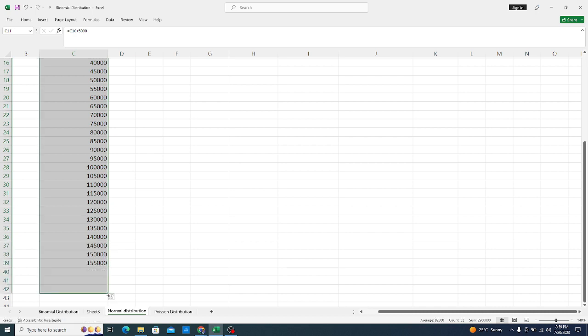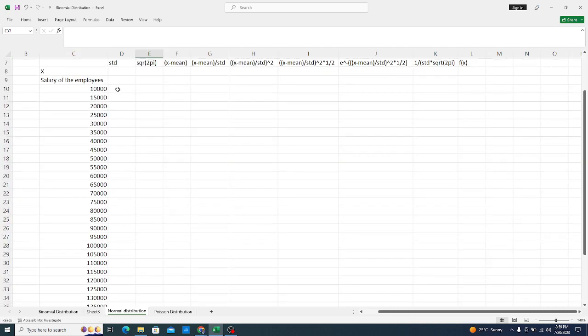Let me increase this up to maybe 30. Yes, let me increase this up to 30. So that will be here. Okay, good. Now we need the normal probability. Assuming we need the probability that an employee will be paid 80,000, 40,000, or 10,000, using normal distribution.